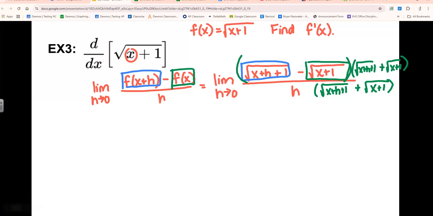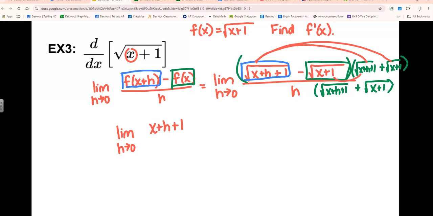So to multiply those together, I will be multiplying here, which will just give me, let's keep our limit notation, let's not be lazy, we'll get x plus h plus 1. And then the reason we choose the conjugate is because the inside and the outside terms cancel each other out, right? So we're going to multiply here, and we will get positive square root of x plus h plus 1 times square root of x plus h plus 1. But then when we multiply on the inside, we will get negative square root of x plus 1 times square root of x plus h plus 1.